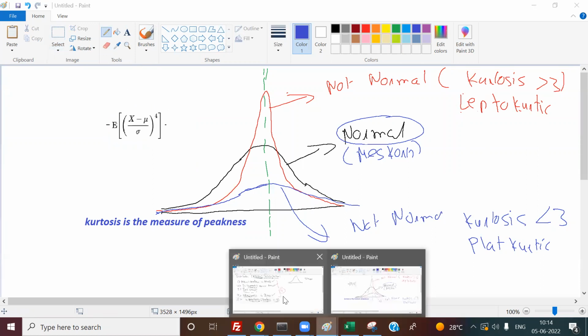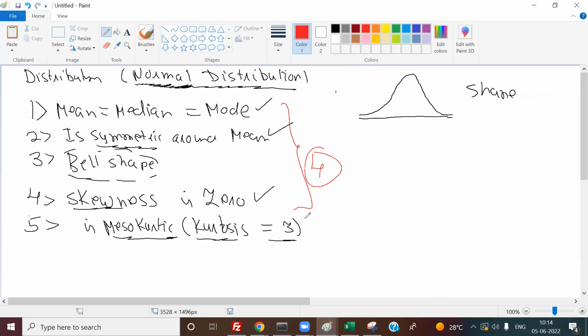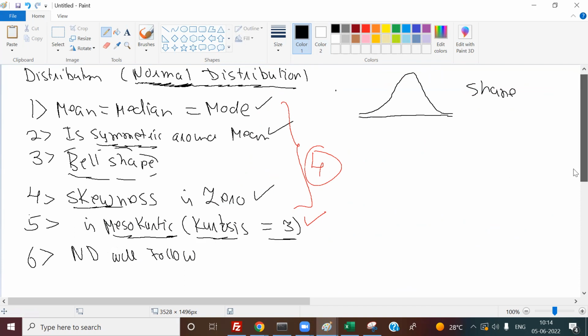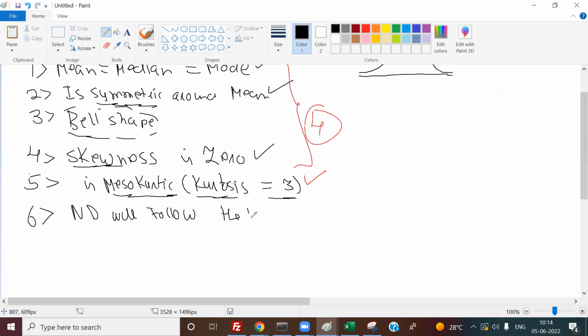Now let's come back to work. So can I say this point is clear? Yes, clear. Next point. Normal distribution will follow the below results.